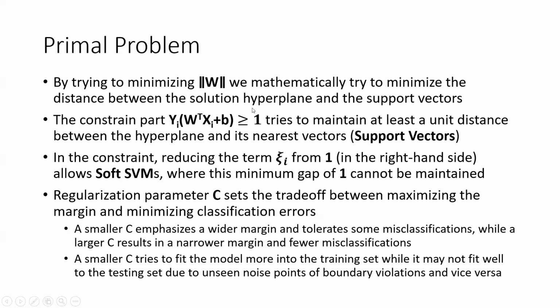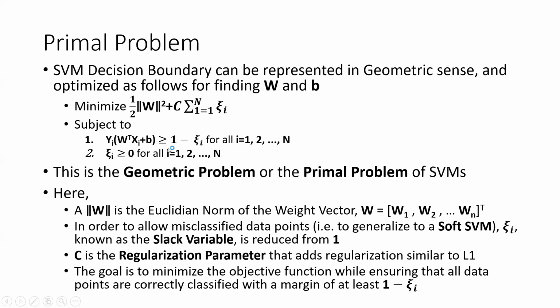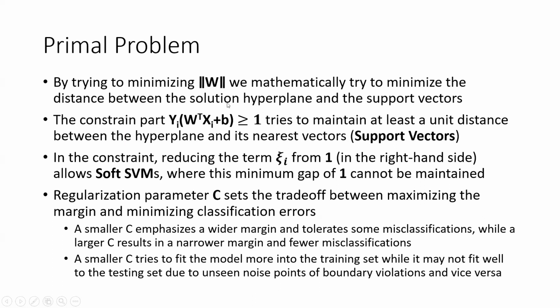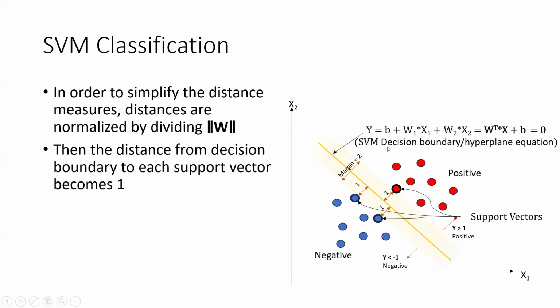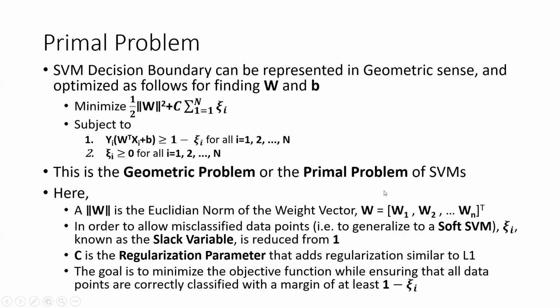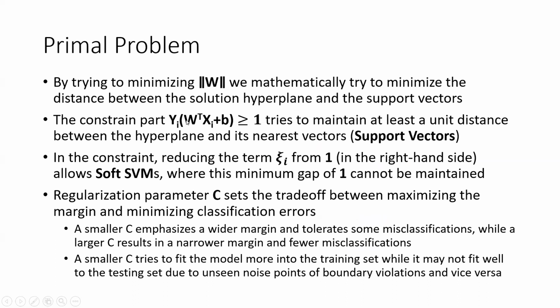And we said that this is the constraint part, right? So when it comes to this, subject to this one, if you ignore this slack variable, this is the constraint, right? So if we take only this one, what we are trying to do is maintain at least a unit distance between the hyperplane and its nearest vectors. So this is the scenario, right? We are trying to keep at least a distance of 1 from the hyperplane. That means for all the data points, we have to have at least 1 distance from the hyperplane. That is what we are trying to do with this constraint, right?